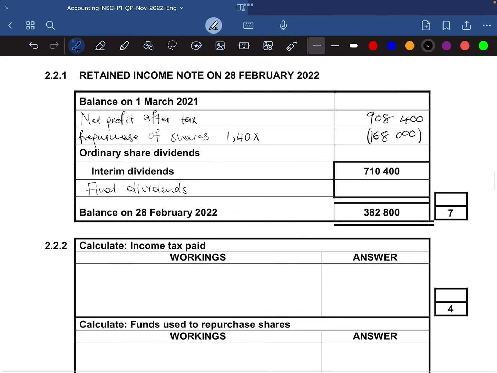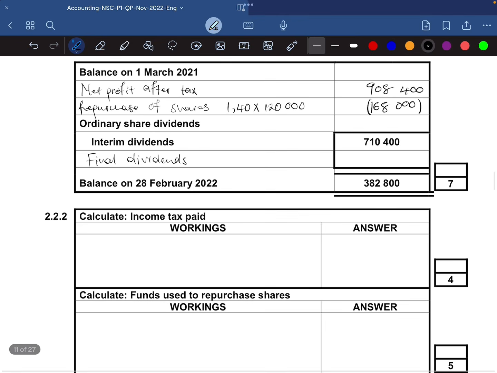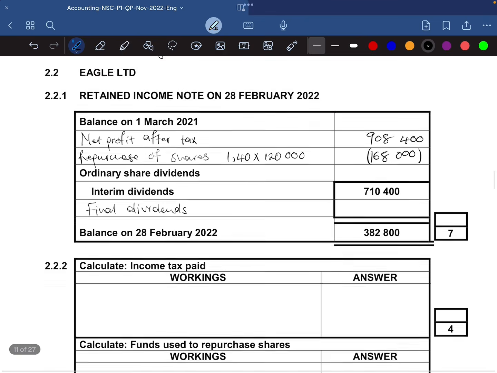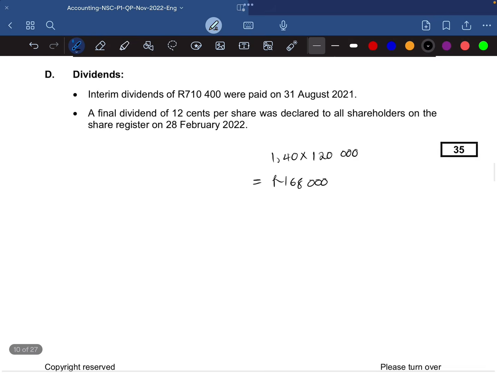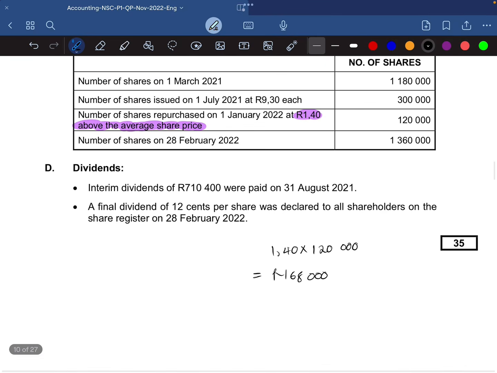120,000. So that's 120. All right, moving on. One last thing that we need is the final dividends. Right, so with final dividends information D, interim dividends of 710,400 were paid on the 31st of August 2021.